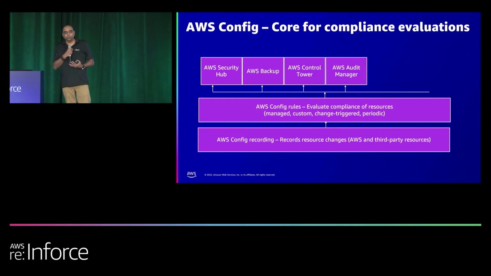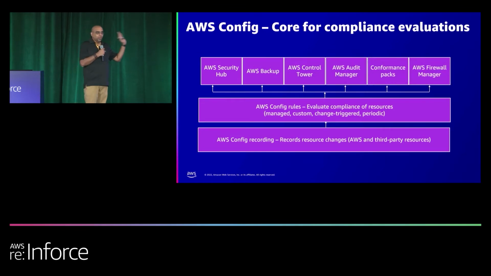Built on top of config rules, you have these various different AWS services. You have Security Hub, Backup, Control Tower. I'll talk about a few of these services. With Security Hub, you have this feature called Security Hub Controls. So as part of Security Hub standards, you have Security Hub Controls. These Security Hub Controls are nothing but config rules. Right? So under the covers, the implementation is actually a config rule.